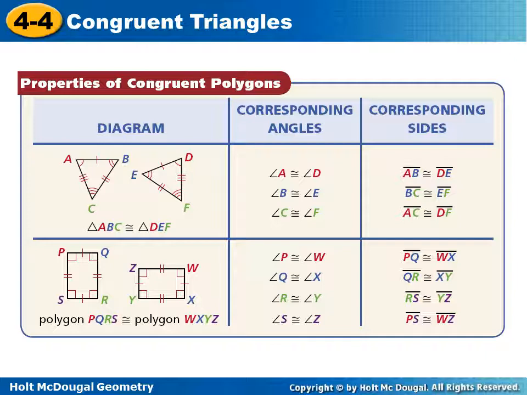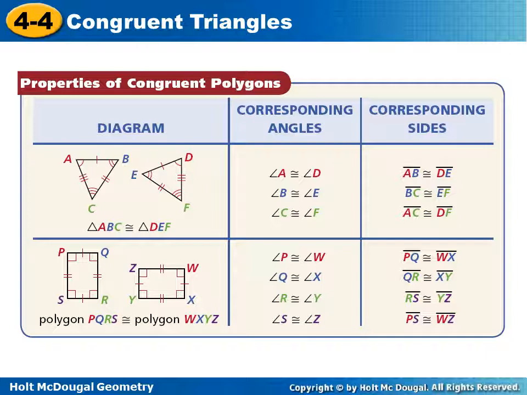You could not say that A is congruent to E because A is first in the naming of the triangle and E is second in the naming of the triangle. The two first letters are the congruent angles, the two second letters are congruent, and the two third letters are congruent. It's very important that when you name your triangle, you name it in the correct order.